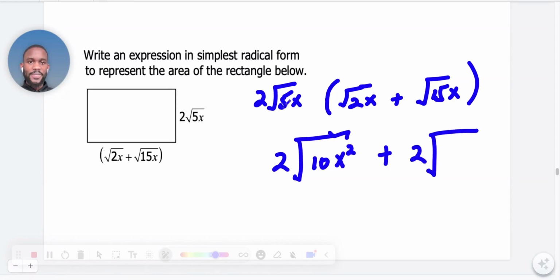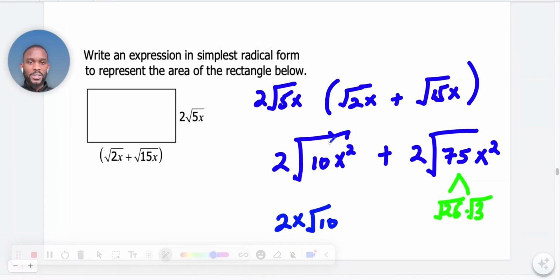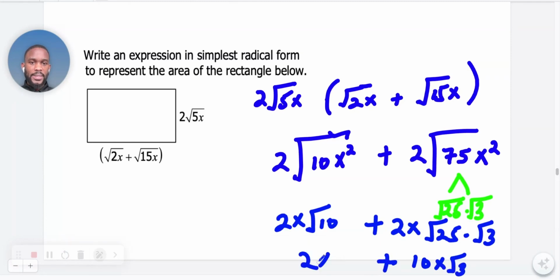2, and what is inside is 5 times 15 gives you 75. The square root of x squared is x for sure. But this 75 can be broken down into 25 times 3. So root of 25 times the root of 3. Again, let's rewrite this. Taking x outside, the square root of x squared is x. So 2x root 10. So this whole thing simplifies to that, plus 2x times the root of 3. And the root of 25 is 5. 5 times 2x gives you 10x. So 10x root 3 plus 2x root of 10.